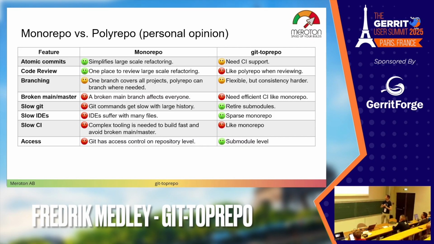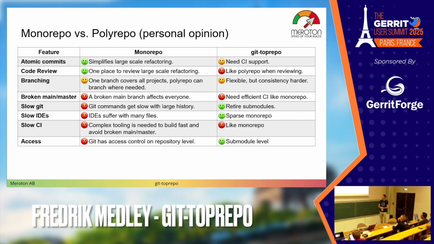Branching: one branch that covers all the projects may not be wanted in the monorepo, but it might show as well what you have. I don't want to branch that thing, but it doesn't really matter. In a polyrepo, you can branch wherever it's needed, but it's a mix, plus, minus. Broken master: some may say that if my main branch can't build, I just block the whole company.